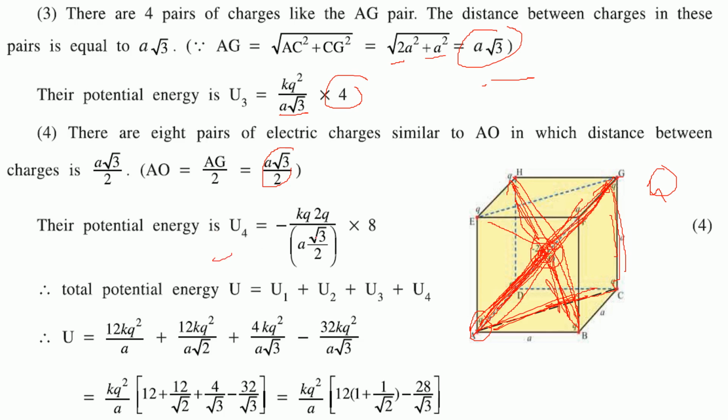Again, U4 will be K into Q into 2Q. This is Q, this is 2Q. So K into 2Q squared, divided by the distance between them, A root 3 by 2, and there are 8 pairs of this. So we have got U1, U2, U3, U4. Just add them and rearrange them. This is the final U, the total potential energy because of this kind of arrangement.